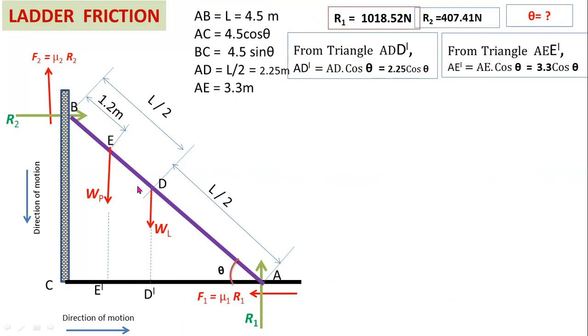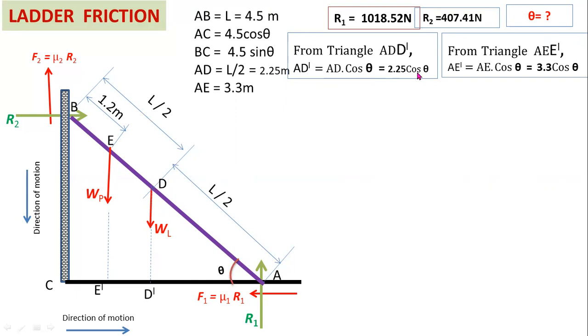From triangle A D D dash, the horizontal length A D dash equal to AD into cos theta. This is a right angle triangle. AD is the hypotenuse, AD dash is the adjacent side, so you have to consider cos theta. Cos theta equal to AD dash divided by AD, so AD dash equal to AD into cos theta. AD equal to L by 2, L by 2 equal to 2.25. Theta value is not given.